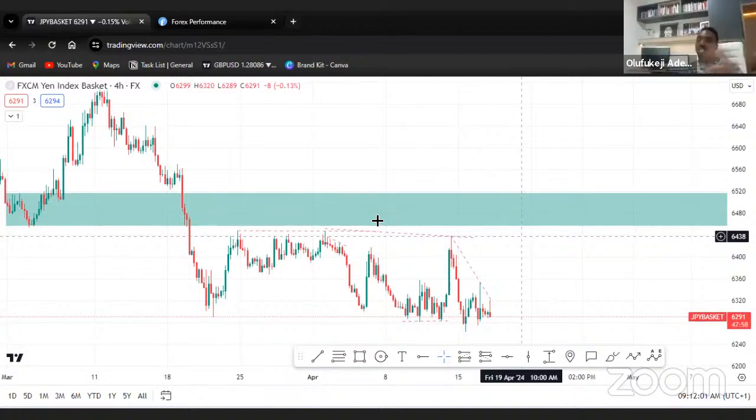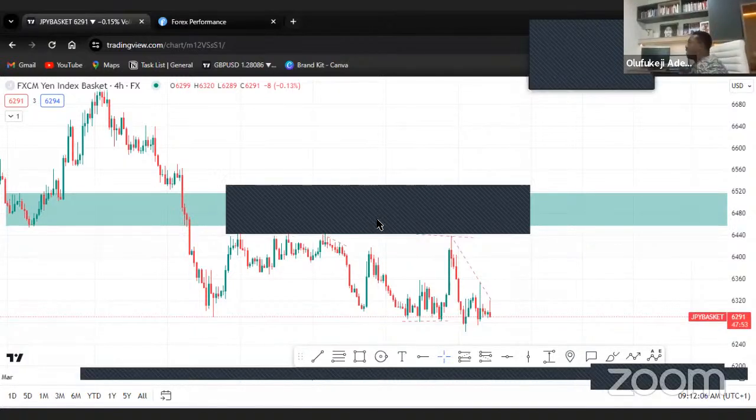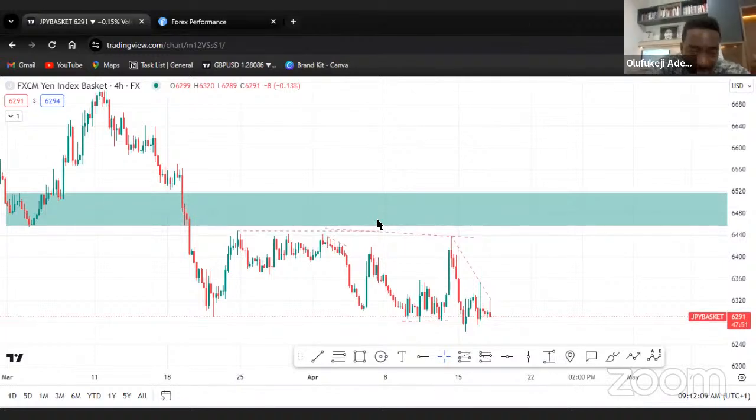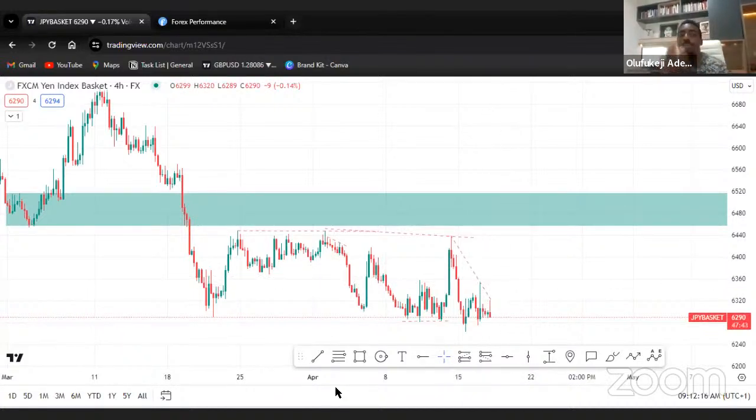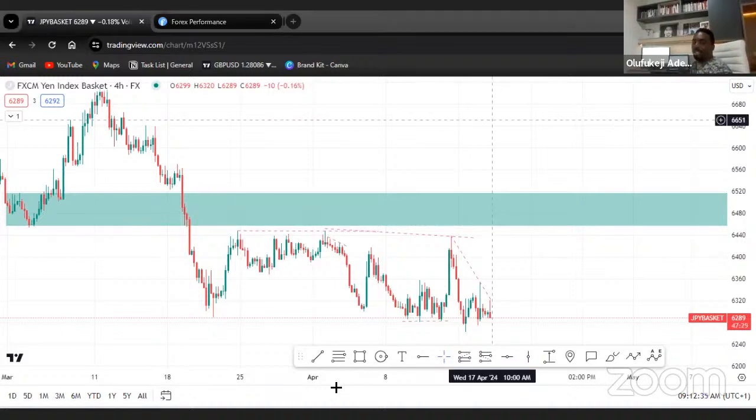So that's CHFJPY. Does this make sense? Do you understand the analysis that I've done? So let's keep watching this. When CHFJPY starts to fall, and if yen basket starts to rise, we know that we're looking at 200, 220, 250 safe pips. Safe. Now if it doesn't happen, then the trade is negated.